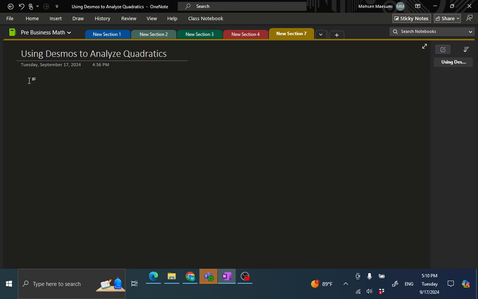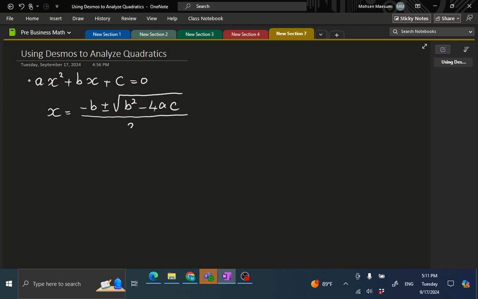So let me remind you of a few things we did. We said if you have a quadratic equation, which was some number times x squared plus some number times x plus some number equal to 0, we went through the derivation. We showed that x, the root, is minus b plus or minus the square root of b squared minus 4ac, divided by 2a.